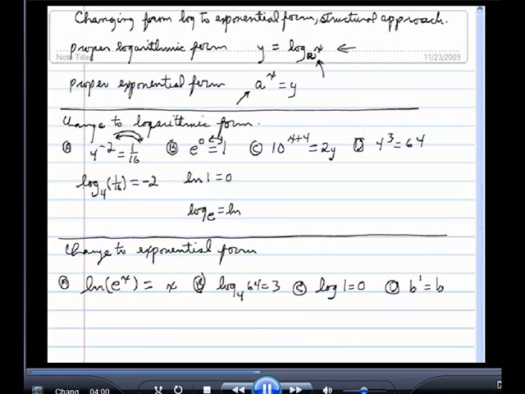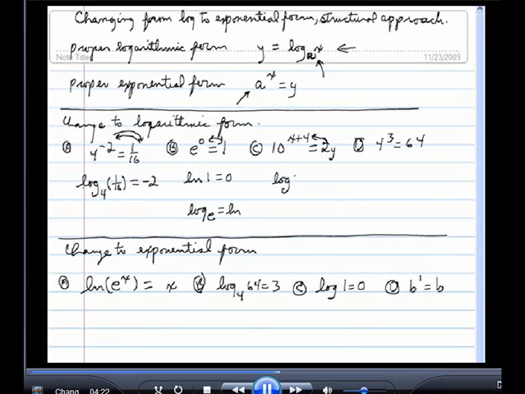Let's go to the next one. This time the base is 10, so if I'm going to change this to logarithmic form, I'm going to write log base 10, but when the base is 10, you can just leave it blank. Leaving it blank automatically means that the base is 10. Again, I'm going to switch the 2y with the x plus 4.